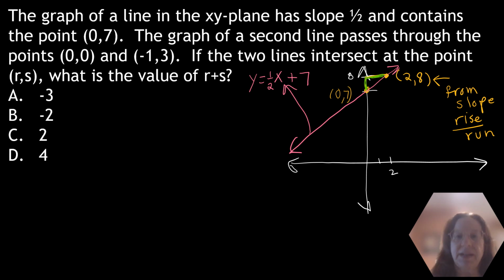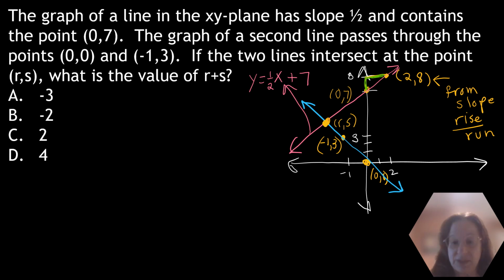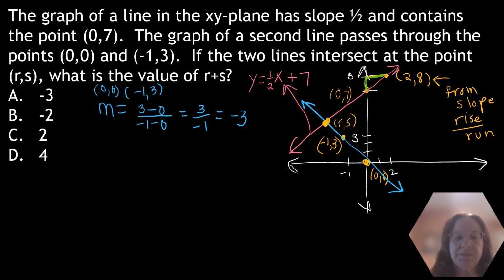Now let's draw the second line. It passes through the points (0, 0) and (-1, 3). So I plotted those two points, and then I'm going to draw that line. Now it intersects at the point (R, S). The point where the pink and the blue lines intersect is (R, S), so we need to find that value and then add R plus S.